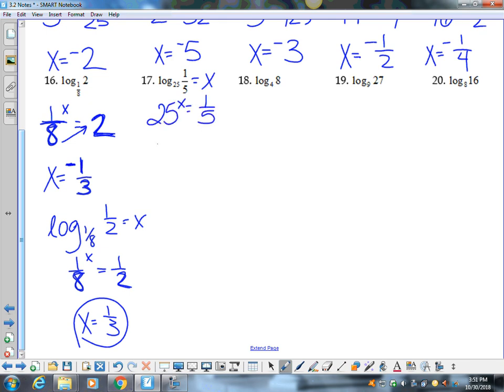Let's see, I need to square root it and move it. Okay, now this one's tricky. I can't get from a 4 to an 8. Like if I square 4, I'm at a 16. If I square root of 4, I'm at a 2. I can't get from a 4 to an 8.